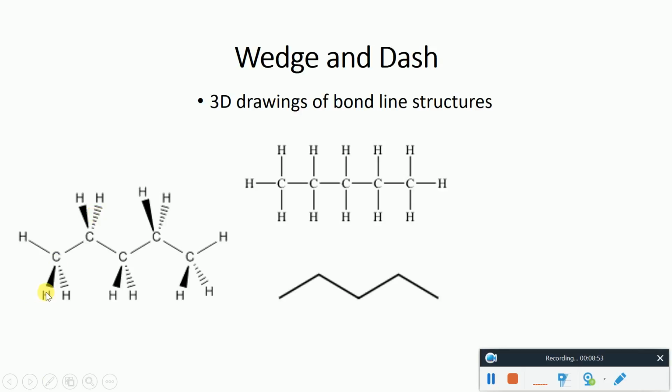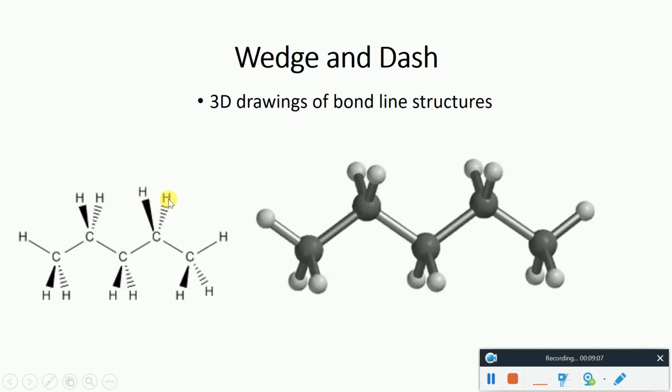Now here you can see we're just dealing with hydrogens on the wedges and dashes. You most likely won't need to do that with hydrogens, but it's good practice anyway. You will if there was another atom attached to here, maybe an oxygen or something, then you would need to do this hydrogen here. But so here is the space filling model, and that's what we're trying to get at with the wedges and the dashes.